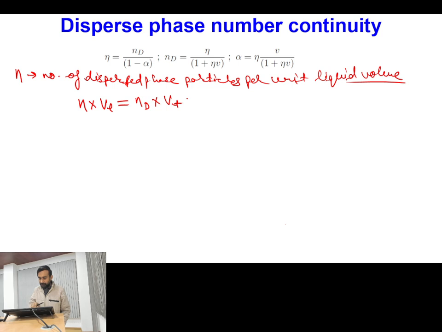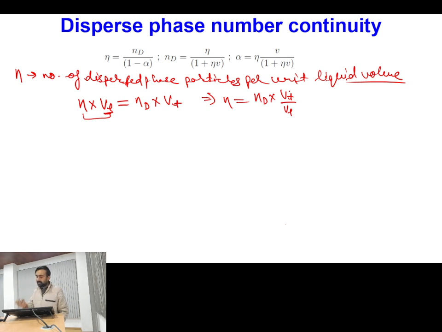Okay, so in my total volume Vt, if VL amount of liquid is present, then the dispersed phase using the definition of eta I can write as eta times VL, and the same dispersed phase volume I can also write in terms of eta d into Vt. Is this point clear? Then from here my eta will become eta d into Vt divided by VL. What is VL by Vt?